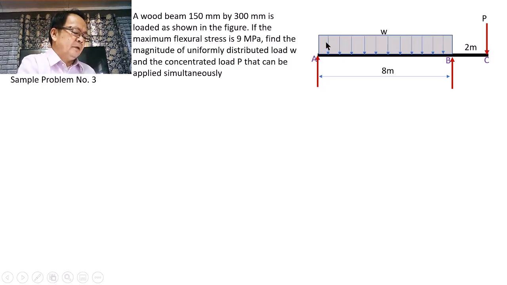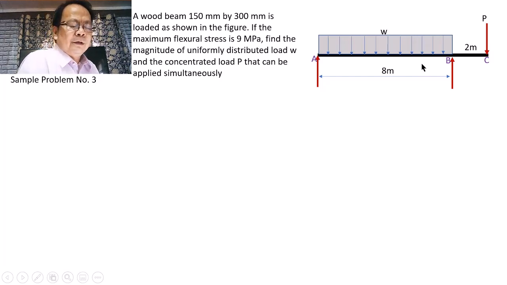Diba? So the cross section of the beam is 150 by 300 at meron siyang capacity na 9 megapascal. Yun yung kanyang maximum flexural stress. So ang requirement sa atin ay hanapin natin yung maximum distributed load W and concentrated load P na pwedeng i-apply dun sa beam simultaneously. So kumbaga, we are looking for this magnitude of W and P so that when they are applied simultaneously, hindi masisira yung ating beam.